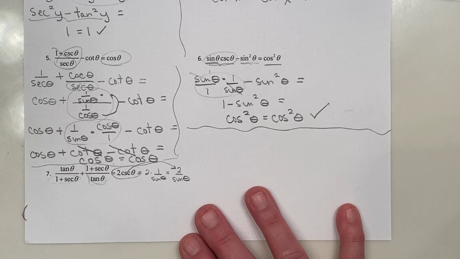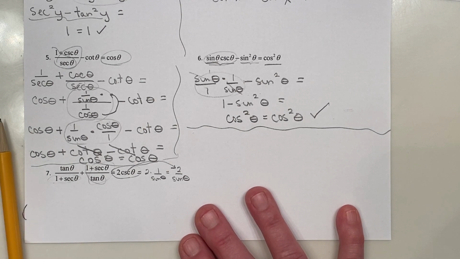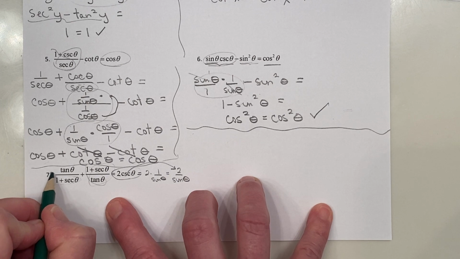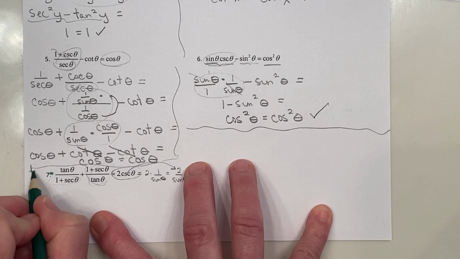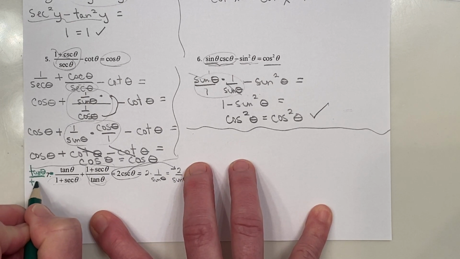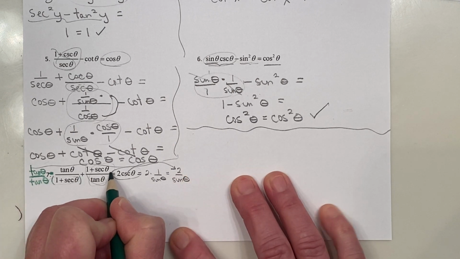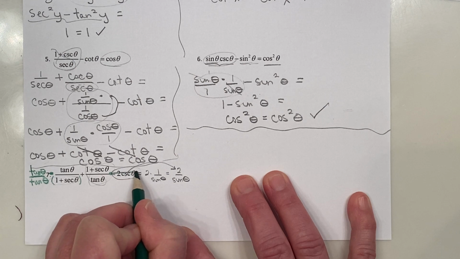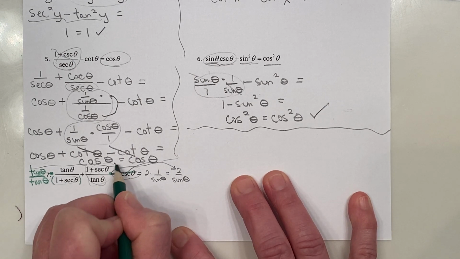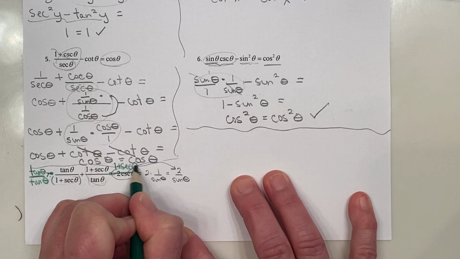If I want to add these 2 fractions, then that's about the only thing I've left. I think I'm going to get a common denominator. All right, so at this point, if I'm going to get a common denominator, I have to multiply the first fraction, the left fraction, by tangent theta over itself. I'm going to go ahead and put parentheses around here. And over here, I need to multiply the second fraction by 1 plus secant theta over itself.